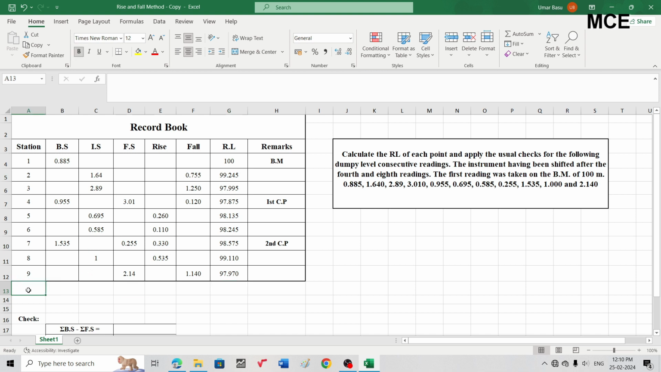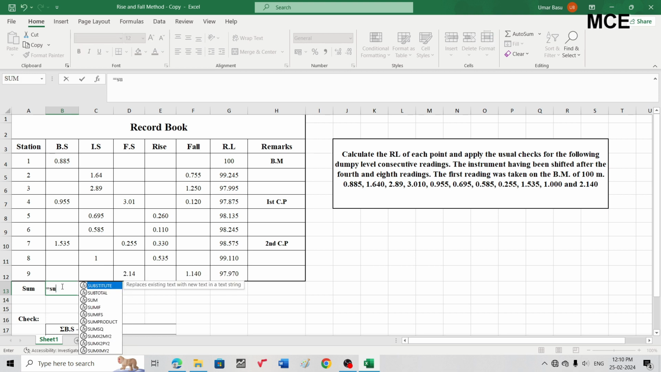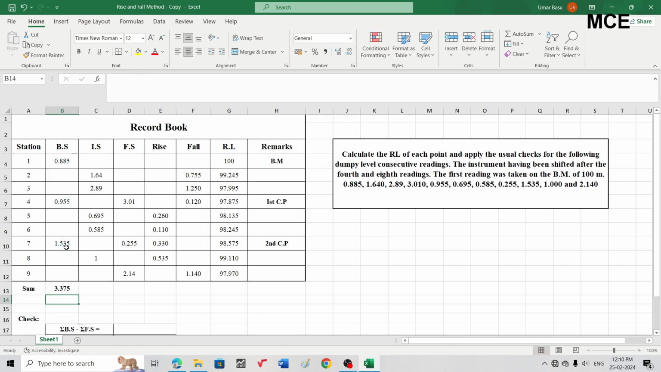So first you have to take the sum. Okay, so take the sum of the back sides, select the backside column. Okay, and then write equal sign, then write SUM, select the bracket and take the sum of these readings, close the bracket and press enter. You will get the summation of backsides.